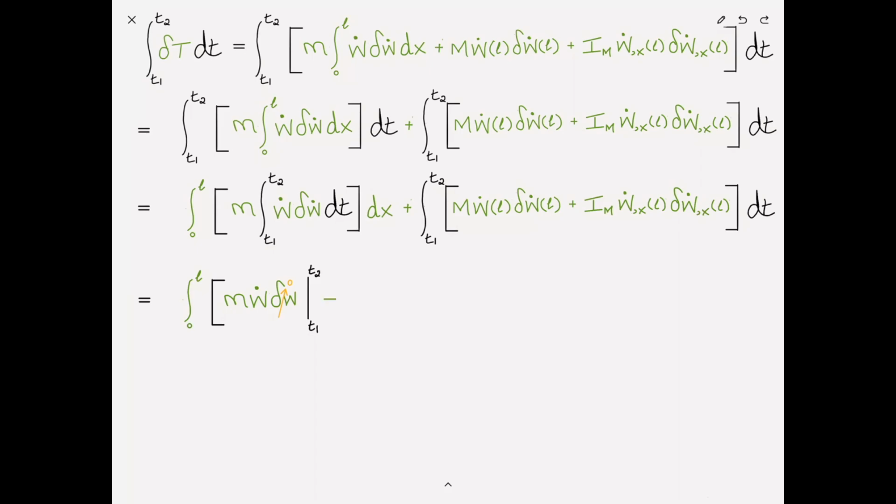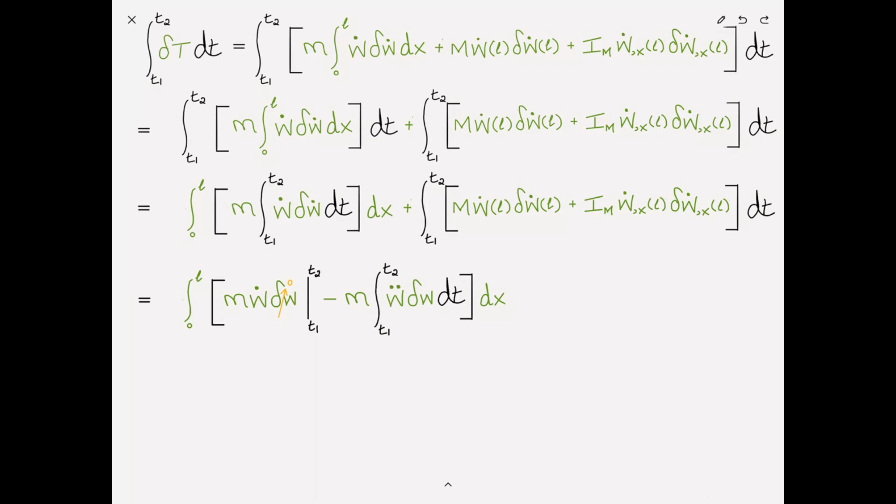Okay, so minus, and then it's just this part where we've moved the dot to the w dot. Okay, so minus m times the integral from t1 to t2 of w double dot del w dt. And then we need a dx.